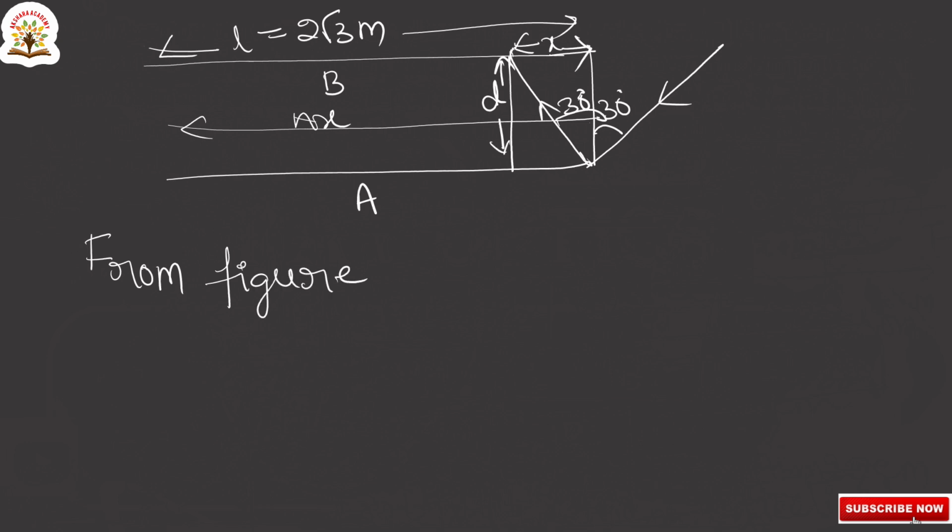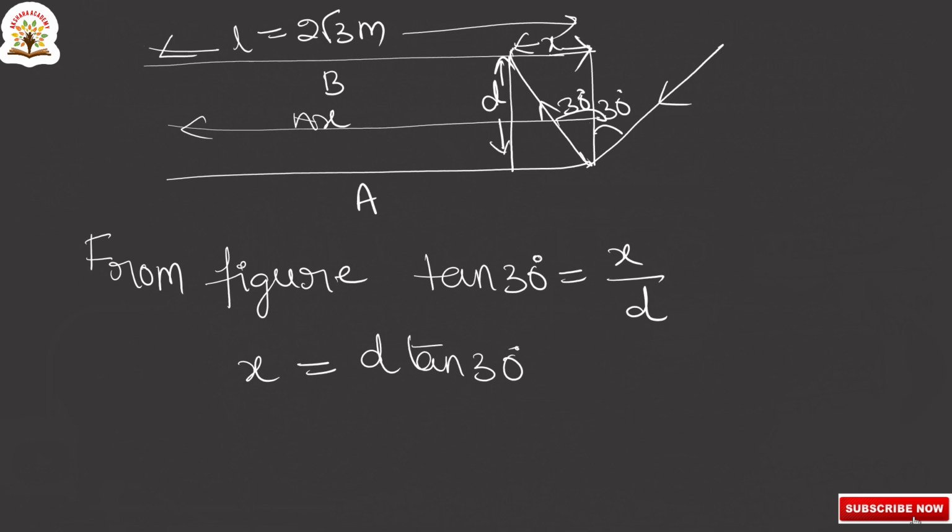tan 30 is equal to x by d. So from this we write x is equal to d tan 30 degrees. That is equal to 0.2 into tan 30, which is nothing but 1 by √3. So that is equal to 0.2 by √3.